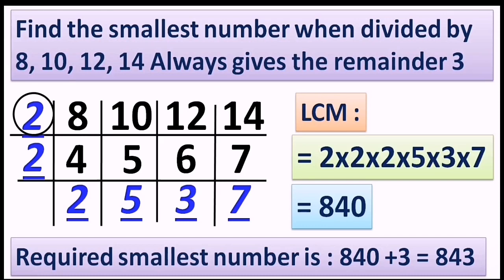Understood or not what I said? It is very easy. You just have to focus on the word. The word says smallest, so I'll go with the LCM. The word says greatest, I will go with the GCD. The thing is clear. Now, only the statement will change whenever the word changes. Presently, 8, 10, 12 and 14 are the divisors, keep it in mind, and 843 is the dividend.